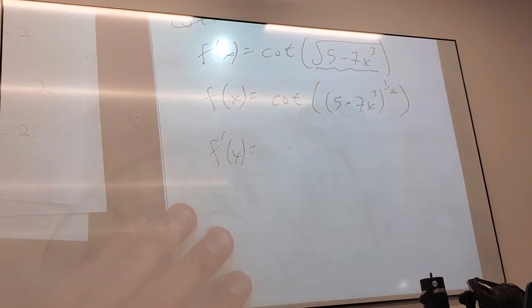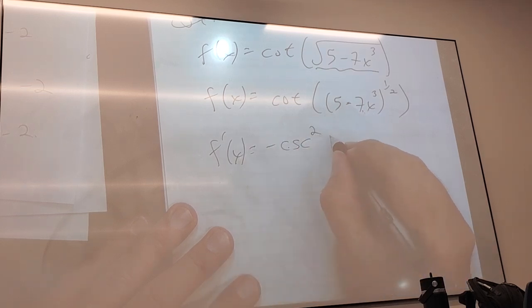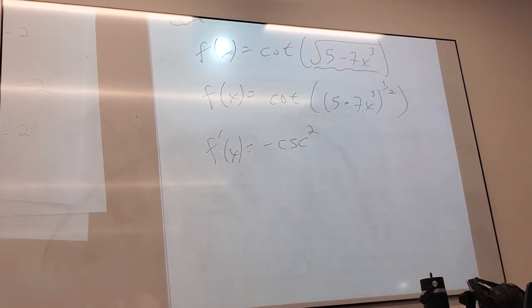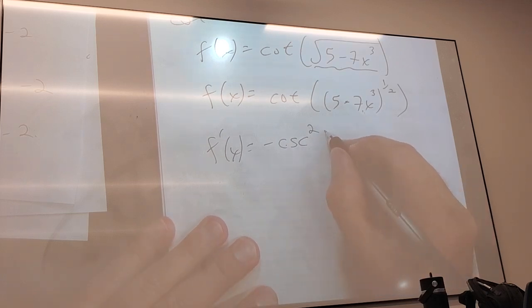Negative. So close. It's a co. Negative cosecant. The secants are the weird ones: derivative of tangent is secant squared, so derivative of cotangent is negative cosecant squared. Yeah. Okay. So derivative of the outside function is that.